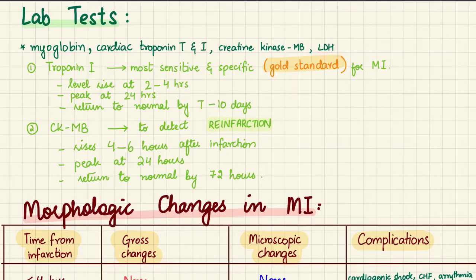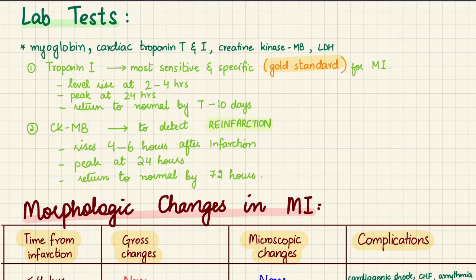But of all these, troponin I and CKMB are the most important, and these two are the ones that you need to remember. Troponin I is the most sensitive and specific gold standard for MI, and you can know that you had an MI even 7 to 10 days after you had it. Okay, but CKMB is used to detect reinfarction.